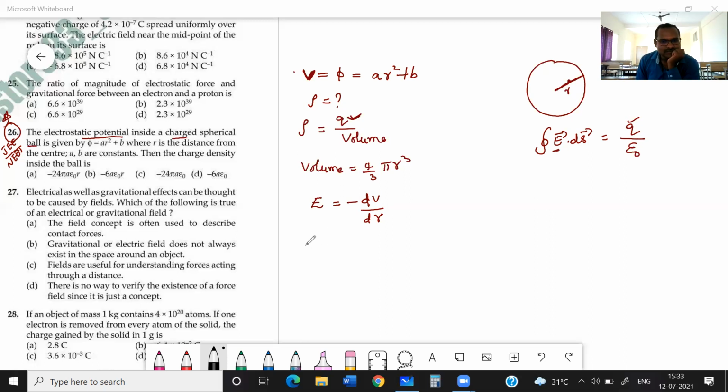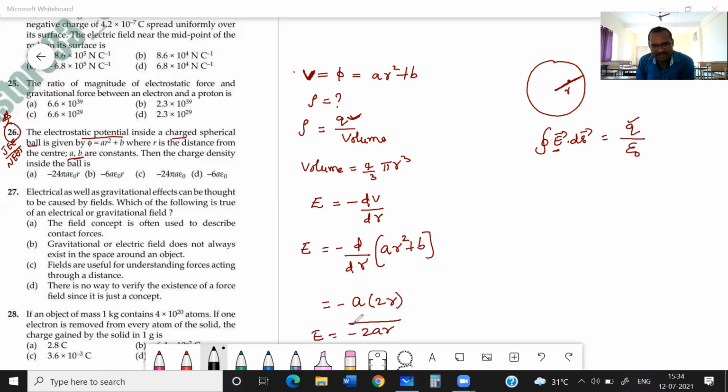So E can be written as minus d by dr of the potential, which is given as a r square plus b. Now let us differentiate this: minus d by dr of a r square. A and b are constants, so a comes out of the differentiation. d by dr of r square is 2r, plus the differentiation of a constant, which is 0. So the electric field is minus 2ar. We got the electric field value.